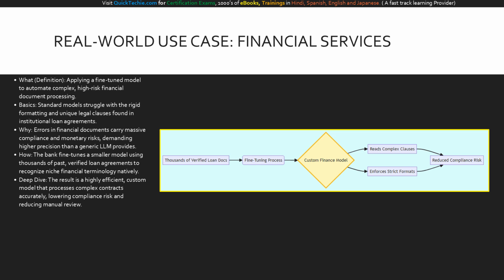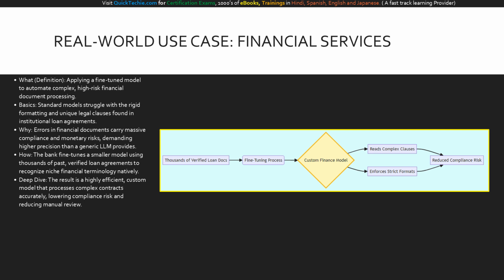How does the bank solve this? They take a foundational model and fine-tune it. They feed the neural network tens of thousands of past, legally verified loan agreements. The model learns to natively understand niche financial terminology, regulatory obligations, and exact formatting requirements.